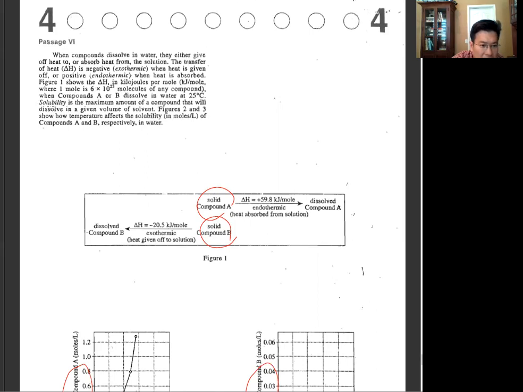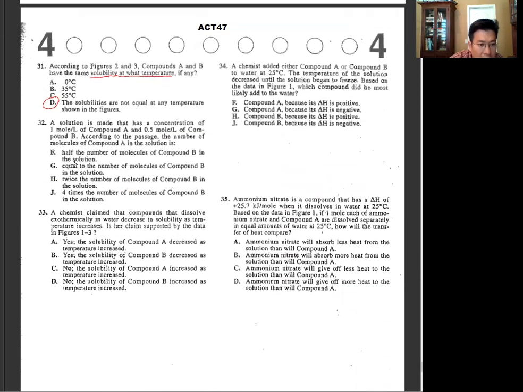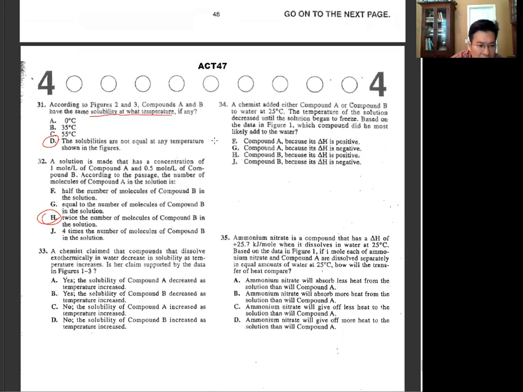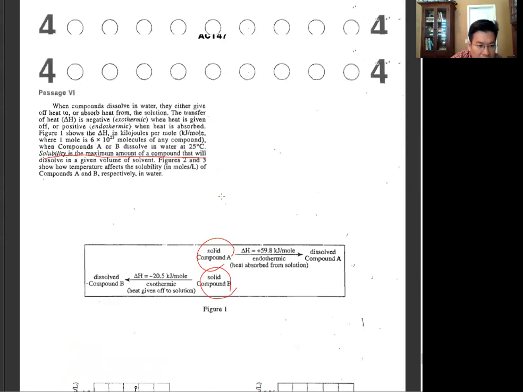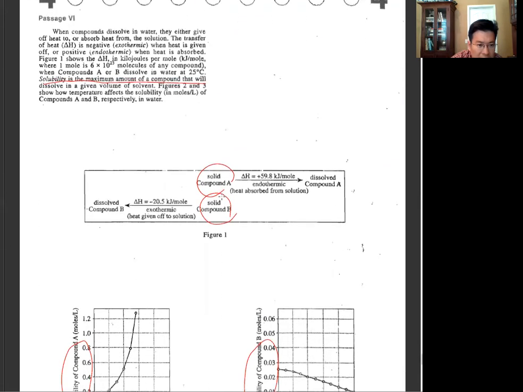Maximum amount of compound that would dissolve. Okay, so the number of molecules in the solution is twice. Yeah, it's like, obviously, this is really an obvious question, I guess.